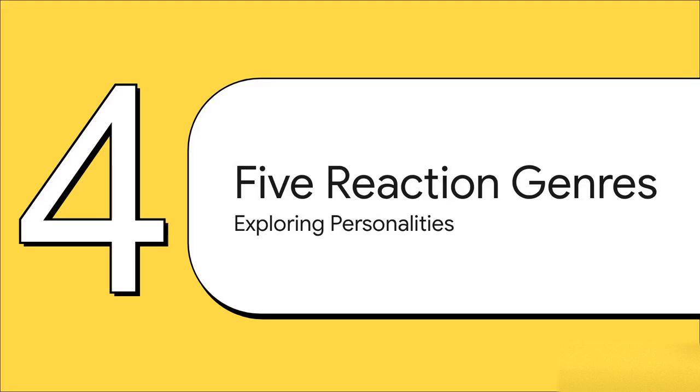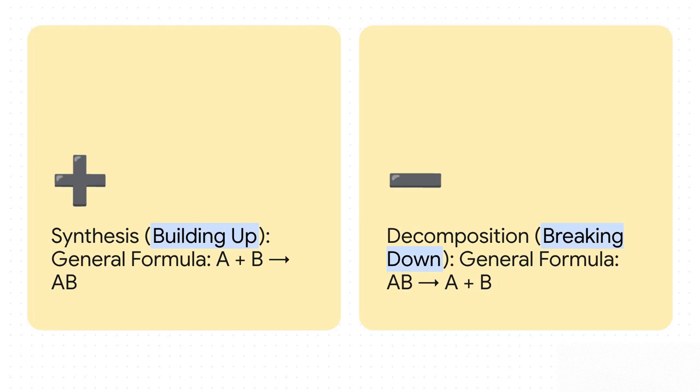Awesome. Now that we know how to write a perfectly balanced chemical sentence, let's explore the different kinds of stories these sentences can tell. You can think of it like there are 5 main genres, or personalities, of chemical reactions. Let's start with two that are literally perfect opposites.